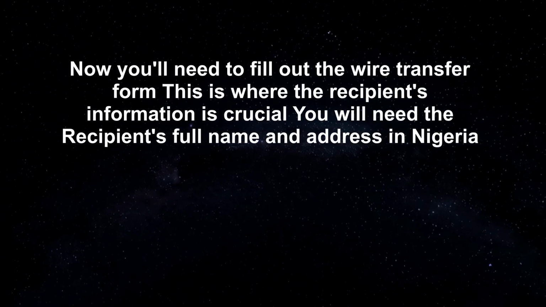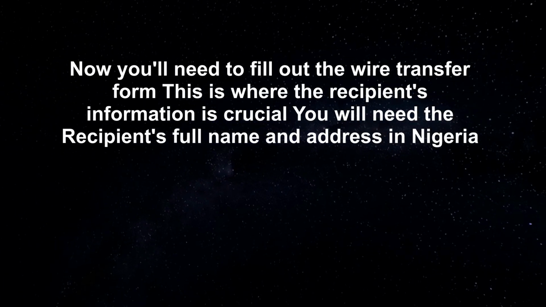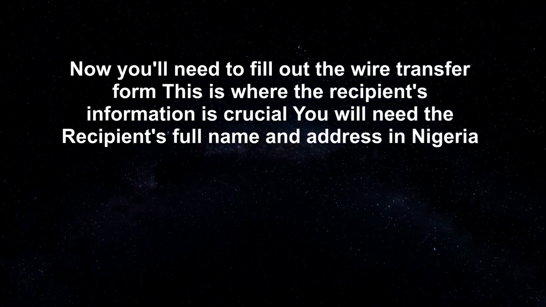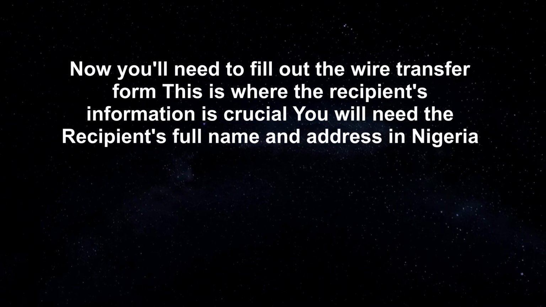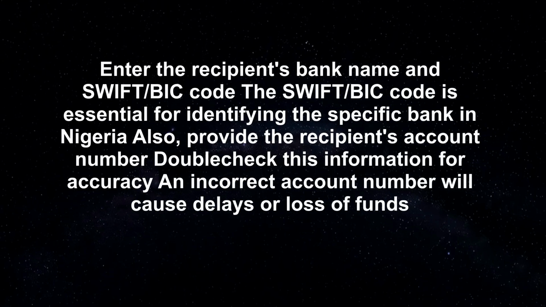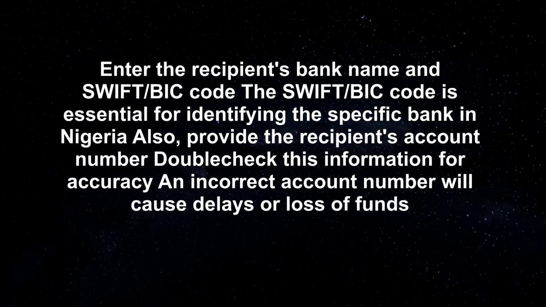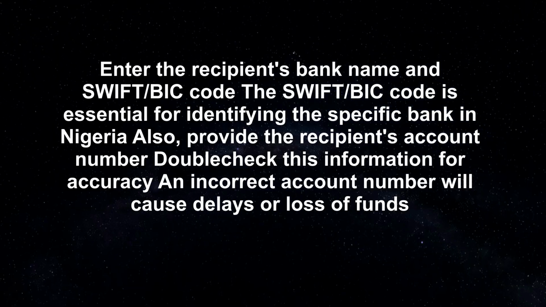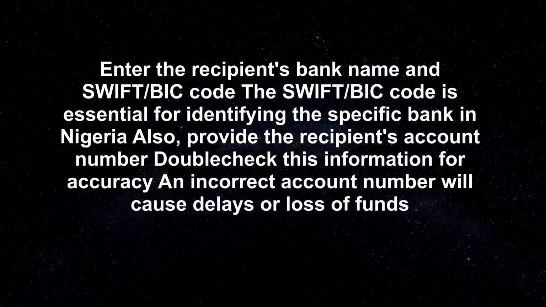Now you'll need to fill out the wire transfer form. This is where the recipient's information is crucial. You will need the recipient's full name and address in Nigeria. Enter the recipient's bank name and SWIFT BIC code. The SWIFT BIC code is essential for identifying the specific bank in Nigeria.